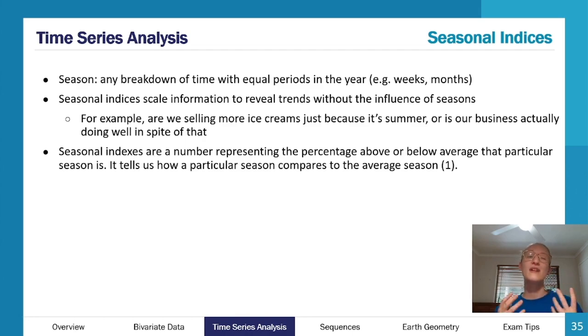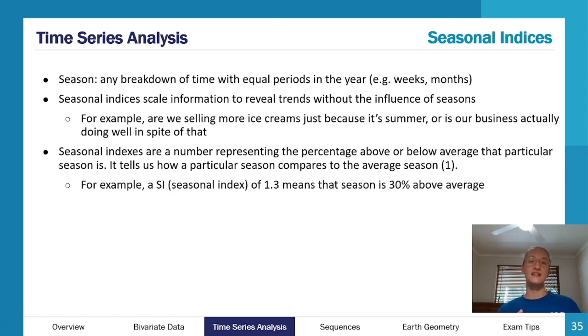So what are seasonal indexes? Seasonal indexes are a number representing the percentage above or below average that a particular season is. And it tells us how a particular season compares to the average season. And the average season is always 1. So the sum of your seasonal indices will always equal the number of seasons that you have.